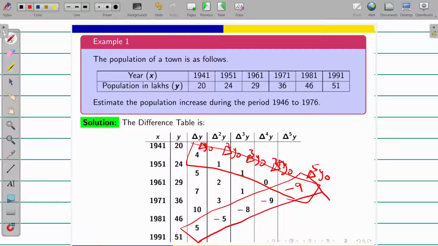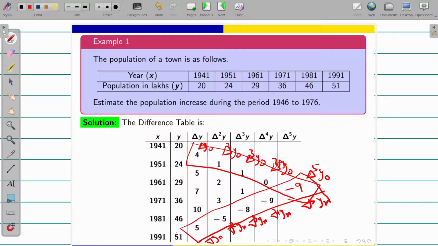The backward difference values: the last value of del y represents del yn. This is del square yn. This is del cube yn. This is del power 4 yn. This is del power 5 yn.